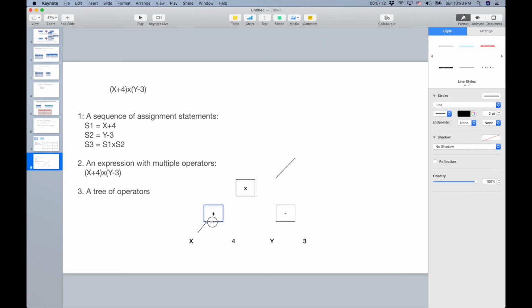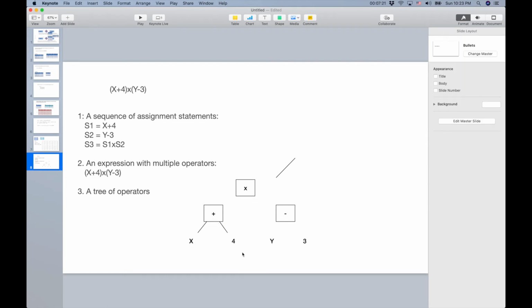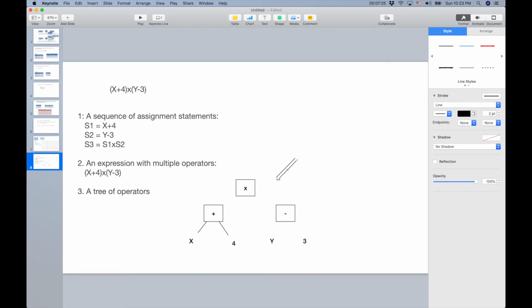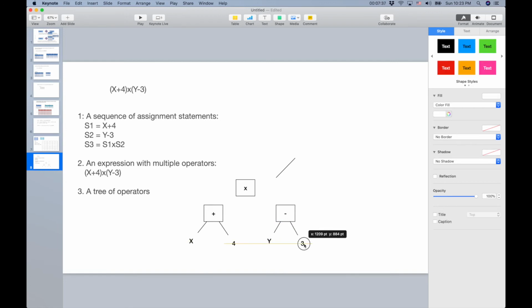Right? So this plus operator connects to both x and 4. It denotes x plus 4, right? It will be similar for the right-hand side. We have y minus 3, right? And we can represent it by connecting y and 3 with this minus operator.